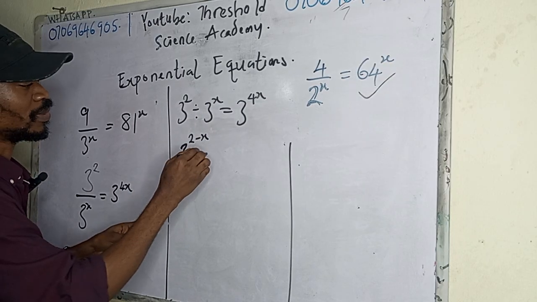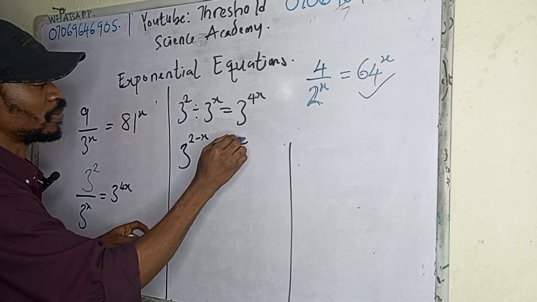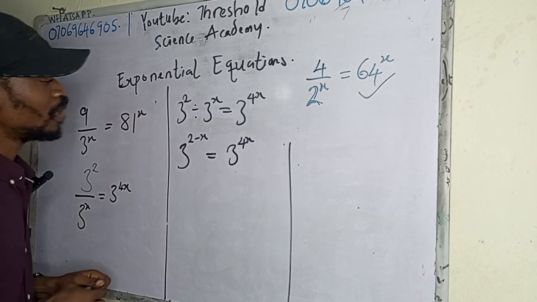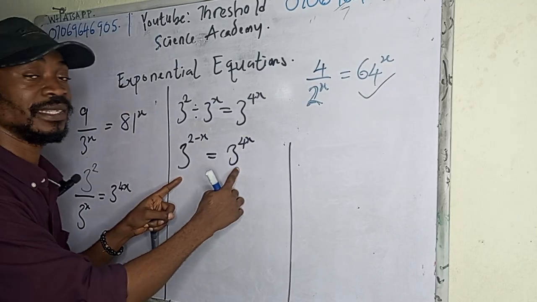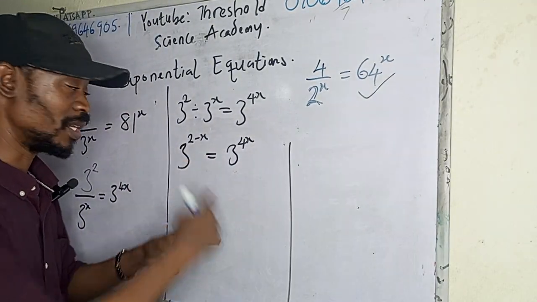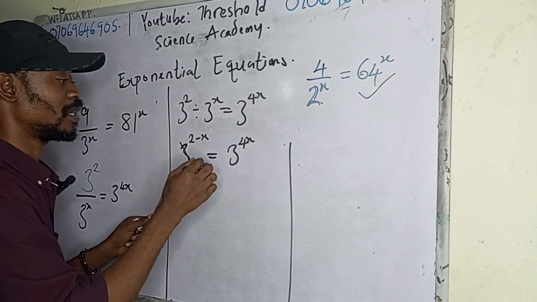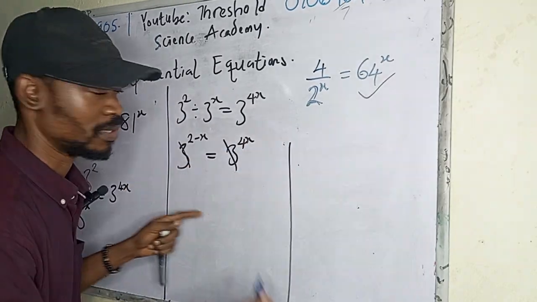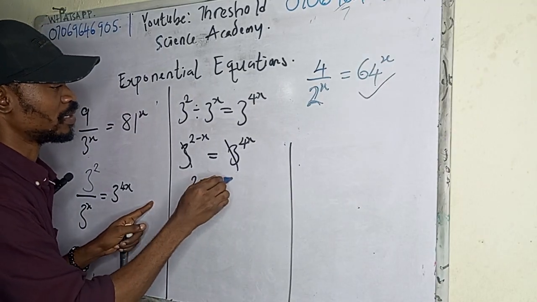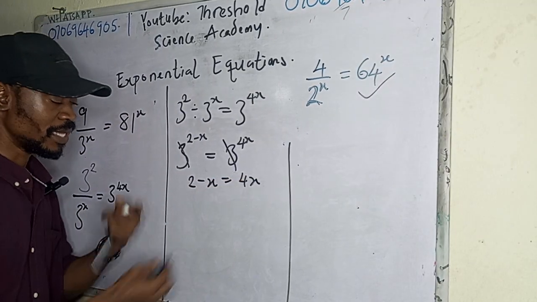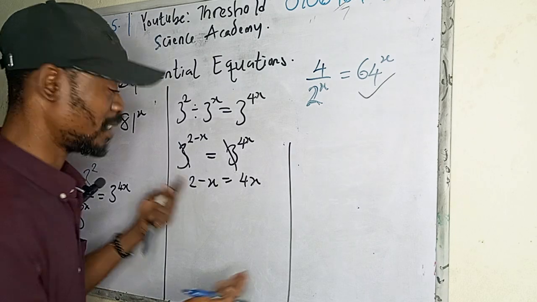Both of them are the same base, so equals 3 raised to the power what? 4x. Another law of indices states that when the bases are the same and they are equal to each other, we can just cancel the bases and equate the powers. So 3 cancels 3, and then we just equate their powers. So we have 2 minus x equals 4x. Then we have gotten ourselves a very simple equation.